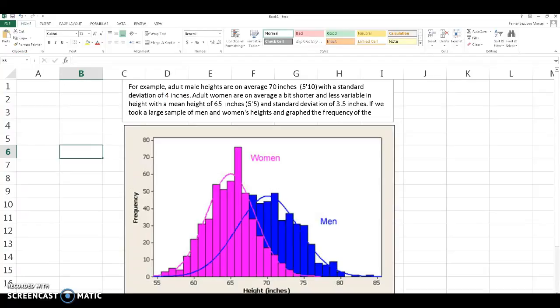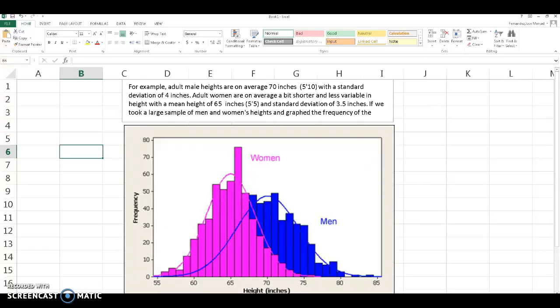You see, when we look at the distribution of height between women and men, we can see that it's approximately normally distributed. For example, adult male's height on average is about 70 inches, about 5'10", with a standard deviation of 4 inches. We know that adult women have an average height that's a bit shorter. It's around 65 inches or 5'5", with a standard deviation of 3.5 inches.